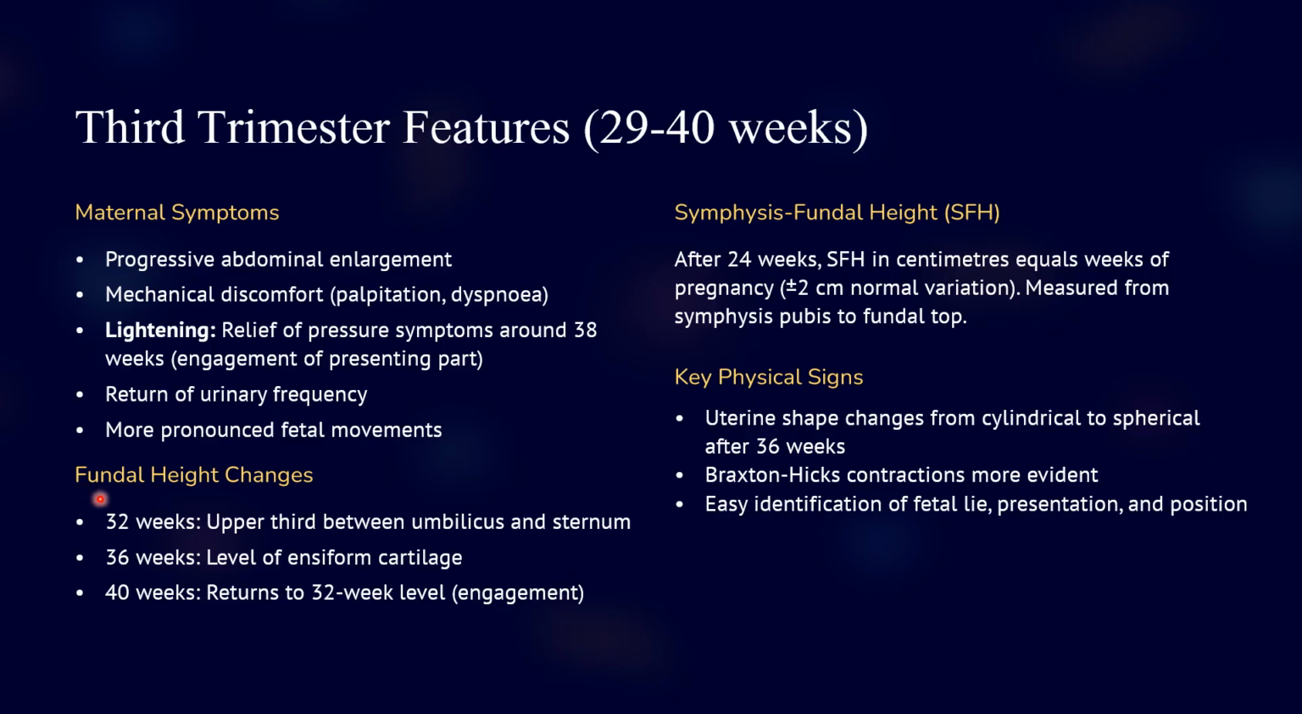Then in fundal height changes, at 32 weeks, the fundus will be at the upper third between umbilicus and sternum. At 36 weeks, it will be at the level of ensiform cartilage, which is at the sternum. And at 40 weeks, it returns back to the 32 weeks level, because the head gets engaged in the pelvis. Okay, it gets descent in the pelvis.